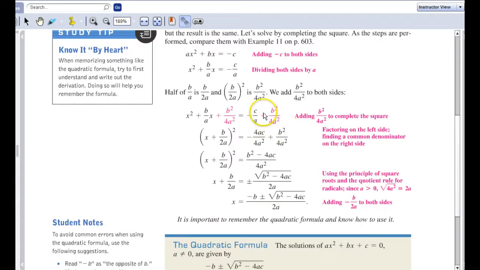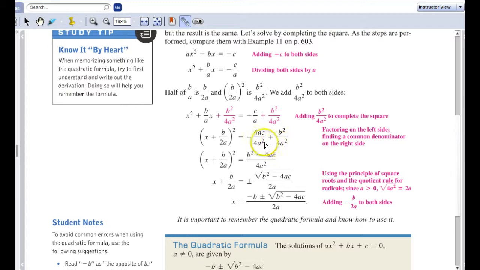And I should add that if we are going to add these two together, they must have the same common denominator. So here we have an a, here we have 4a squared. So we're going to have to multiply this term by 1 in the form of 4a. So this then will become 4a squared, and this is going to become 4ac, which we show right here.